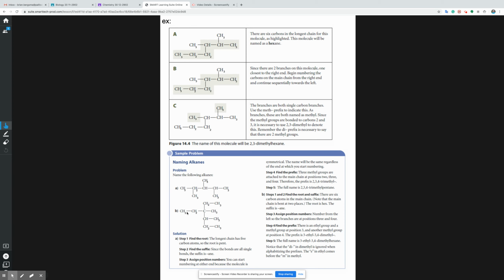Okay, and so our main chain is hexane. Then we look at our groups. We have an ethyl group coming off the 3rd carbon, and then we have 2 methyl groups, one coming off the 3rd carbon, one coming off the 4th carbon. And so for naming this, it'd be 3-ethyl, 3,4-dimethyl hexane.